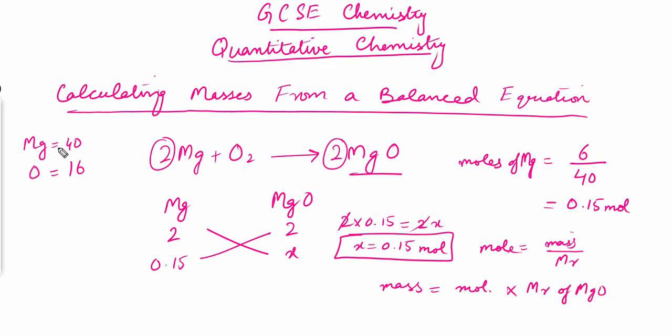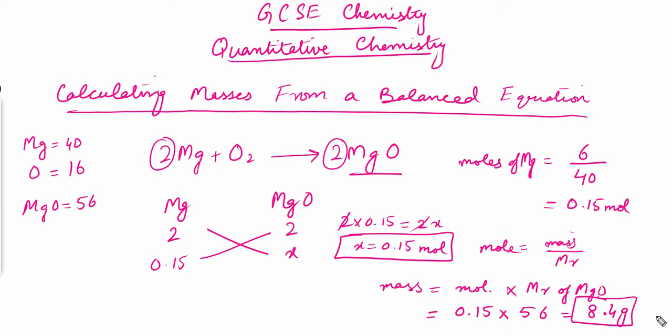So as we have seen, the molar mass of magnesium is 40, and the molar mass of oxygen is 16. So the molar mass of magnesium oxide will be equal to 56. So the mass of magnesium oxide that will be produced is equal to 0.15 times 56. So 0.15 times 56 will give me 8.4. So by burning 6 gram of magnesium, we can get 8.4 gram of magnesium oxide.